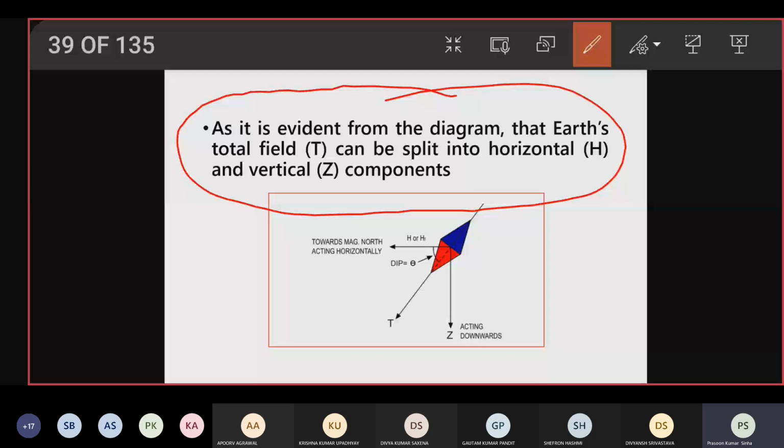So if this is T, then tell me the value of H and tell me the value of Z.